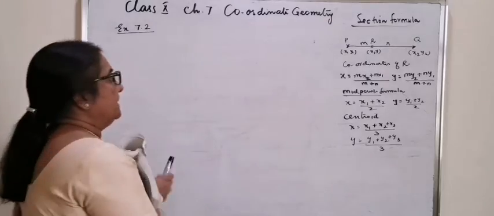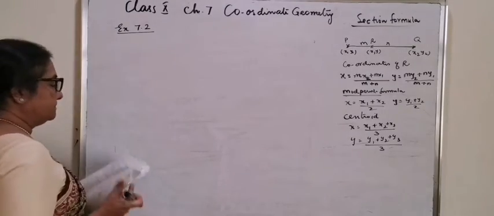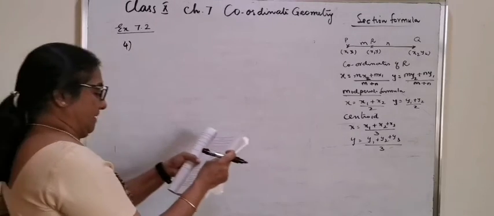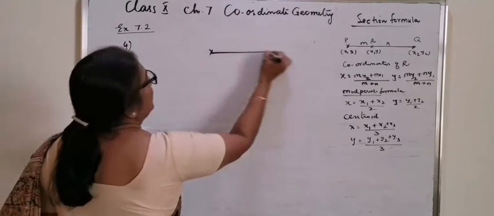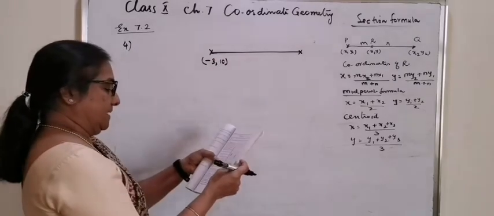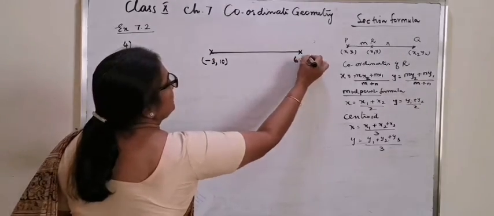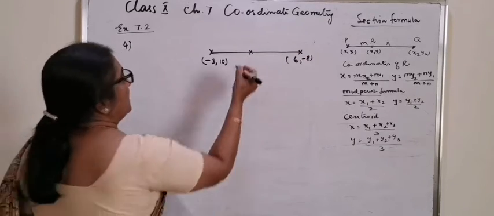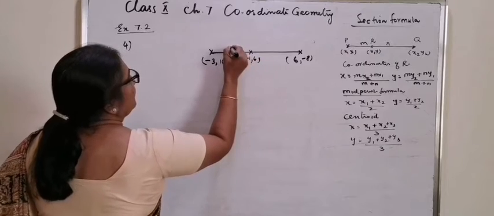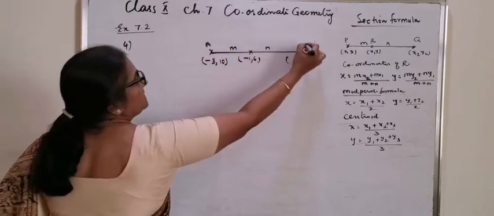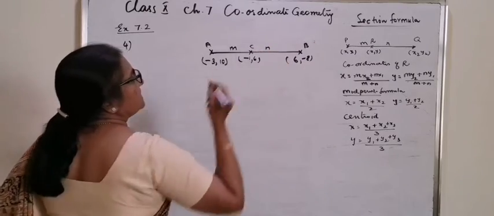Let's plot it in a straight line. Find the ratio. The line segment joining (-3, 10) and (6, -8) is divided at the point (-1, 6). We have to find out what is the ratio. Let's call these points A, B and C.